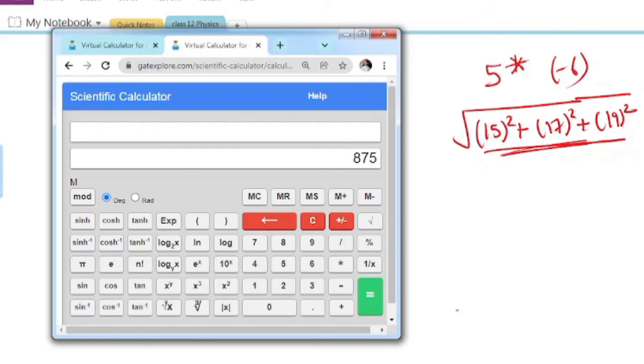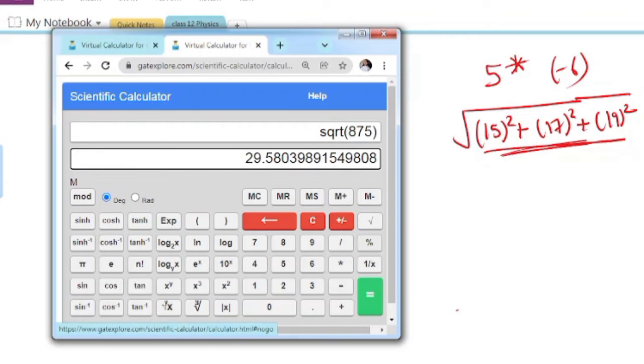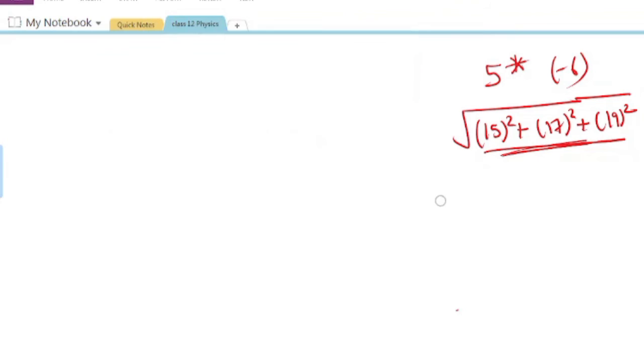Now you have to take the square root of this, so you just use this key. You get the value in just a single step. Otherwise you have to use a lot of keys for any one thing. So let's take a last example and complete the session.